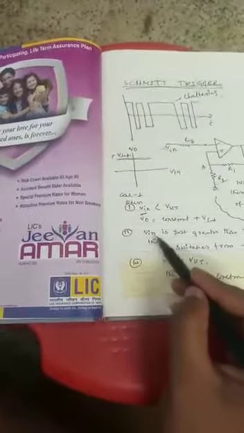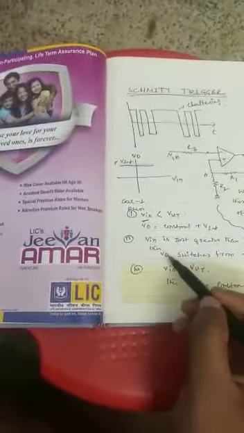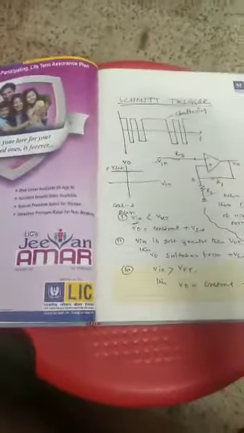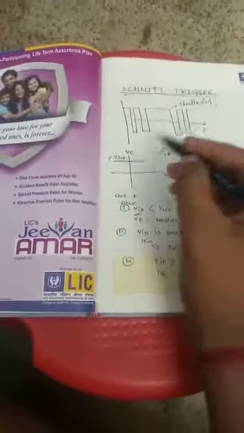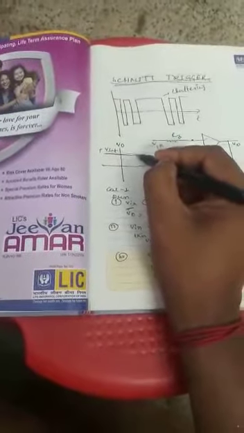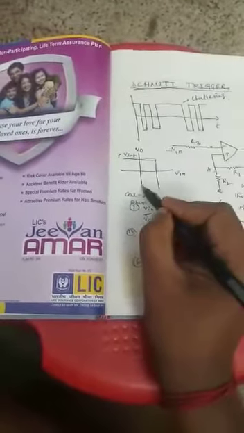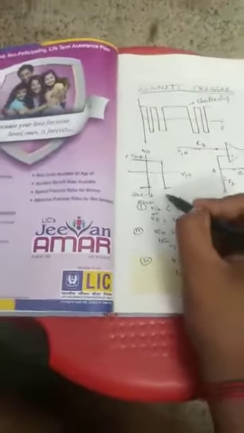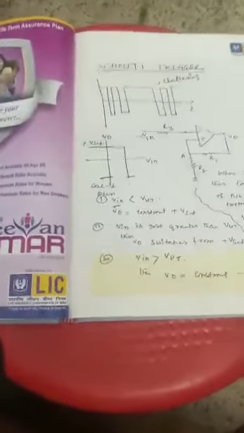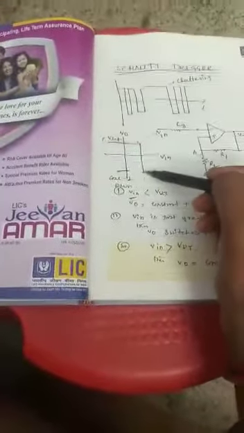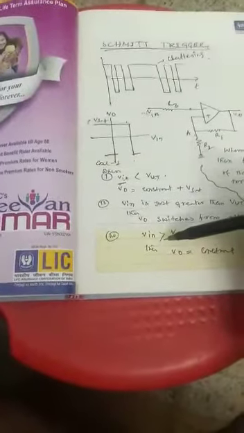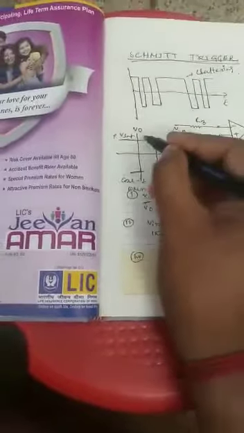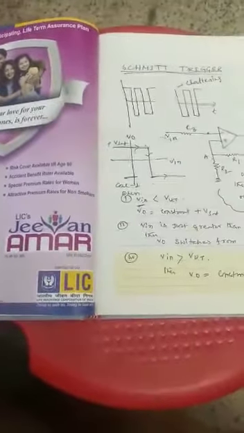The second condition: when the input voltage is just greater than V of UT, suppose just greater by 0.001, then the output switches from plus Vsat to minus Vsat. Third condition: when the input voltage is greater than VUT, then V0 is constant at minus Vsat. This is the upper threshold voltage output diagram.